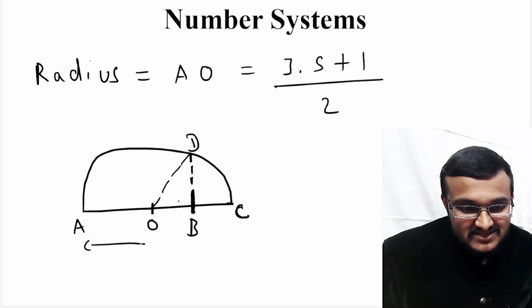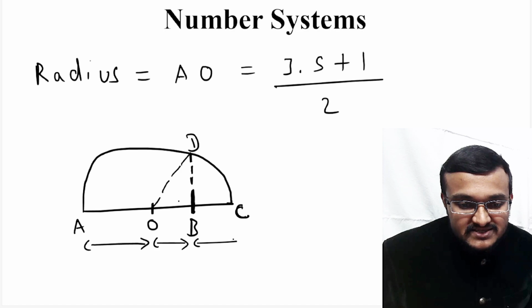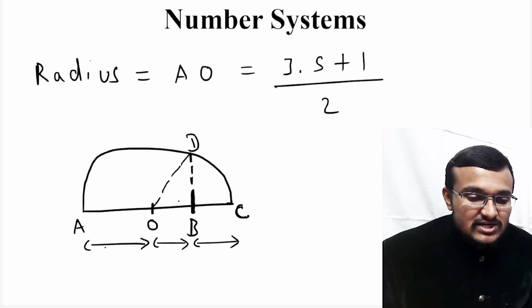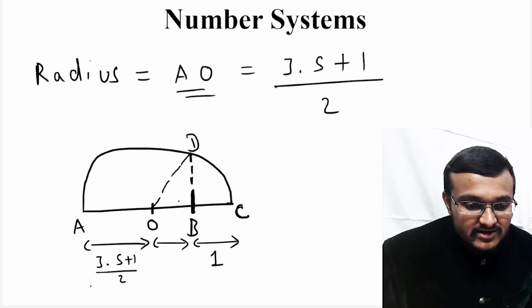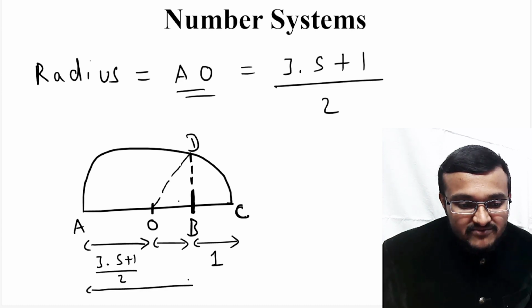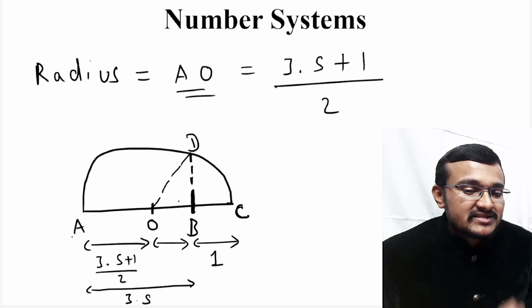Always remember, this is radius AO, this is OB and this is BC. Now we will try to calculate AO, OB and BC. BC is 1. The radius is 3.5 plus 1 divided by 2. The total length from A to B is 3.5. So what will be the OB value?